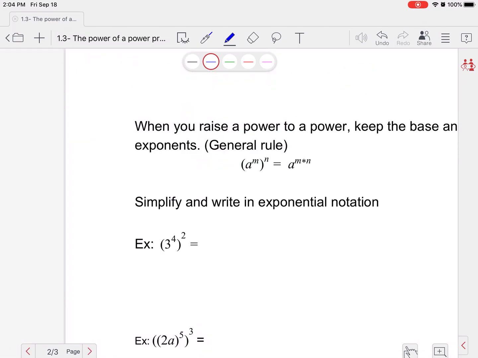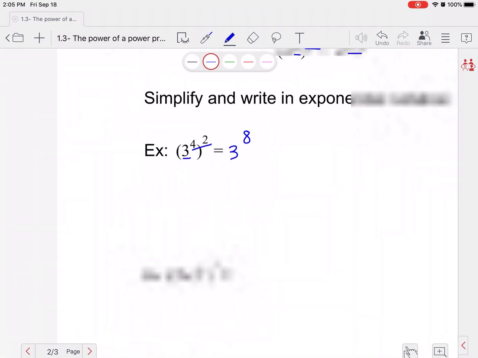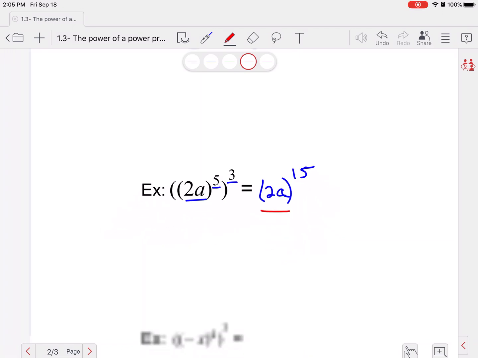So here's the general rule: we can multiply the exponents when we have a power to a power. So 3 to the 4th squared would be keep the same base, and I multiply my exponents. 4 times 2 is 8. So 3 to the 8th, and we're done. This one, again, we keep the same base, which is 2a. 5 times 3 is 15. So it would be 2a to the 15th. And remember, we're keeping that 2a in parentheses because the entire thing is to the 15th power.